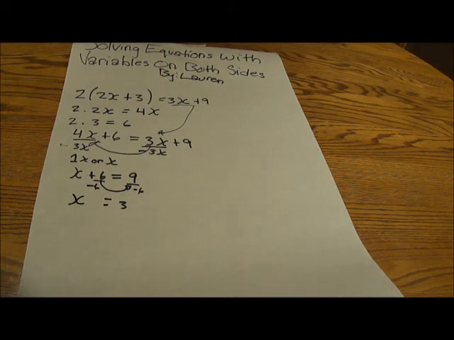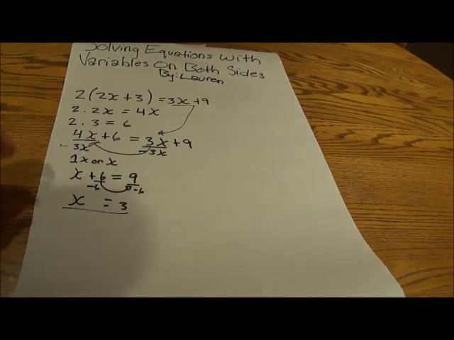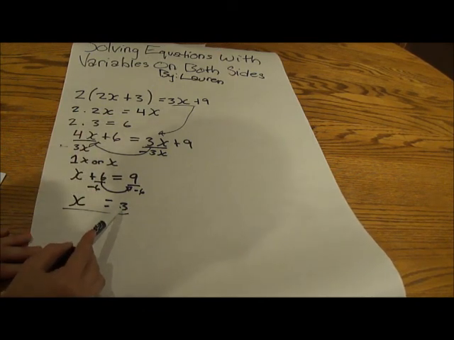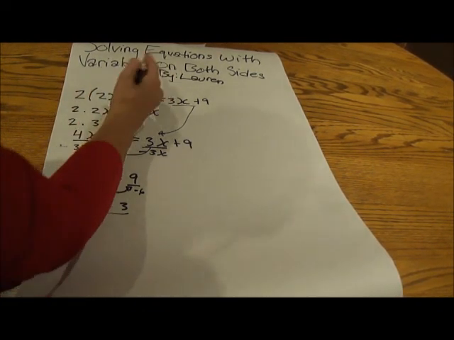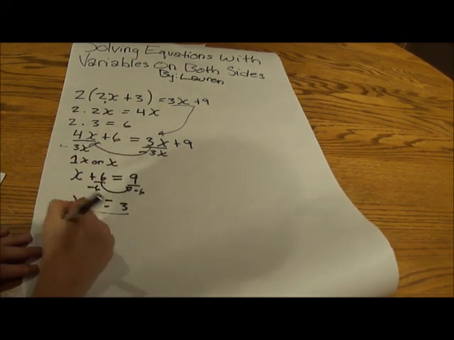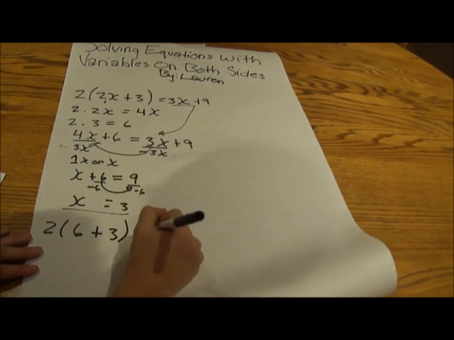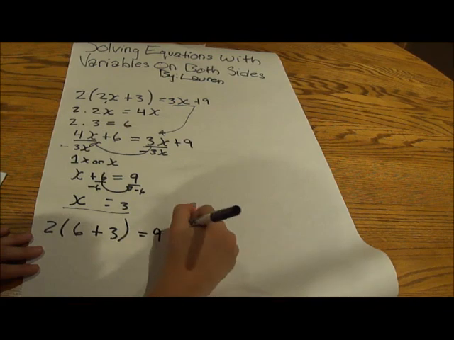Now we have to go back and make sure that our answer is right by plugging our answer of x equals 3 back into our original equation. So let's look at it now. 2 times 3, x is 6. So we'll write that down. We'll do 2 open bracket 6 plus 3 close bracket equals, and 3 times 3 equals 9, plus 9.